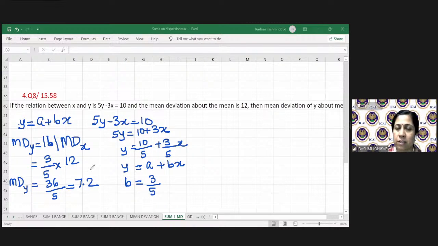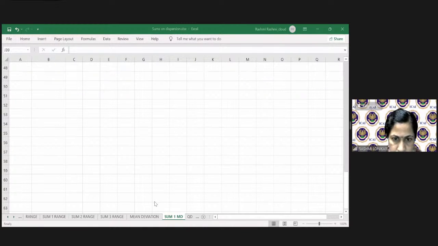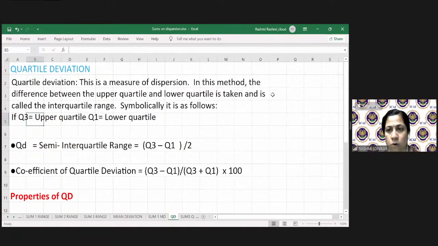Here what did median do? Median took the data and divided it into 2 parts. Now we have quartile. So what we do? We take the data and divide it into 4 parts. So we have Q1, Q2 and Q3. Okay. So here we are going to talk about quartile.